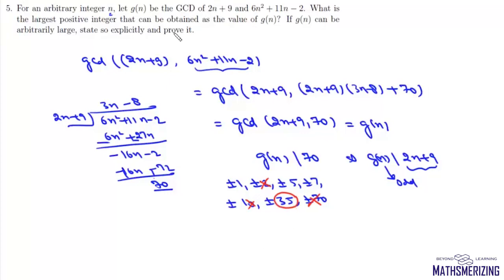So the largest positive integer that can be obtained as the value of Gn is simply 35. And we'll get this value as 35 when 2n plus 9 is 35. So 2n is 35 minus 9, which is 26, when the value of n is simply 13.